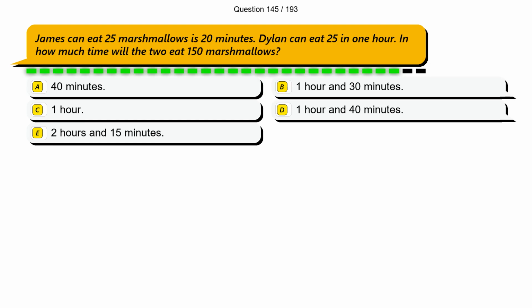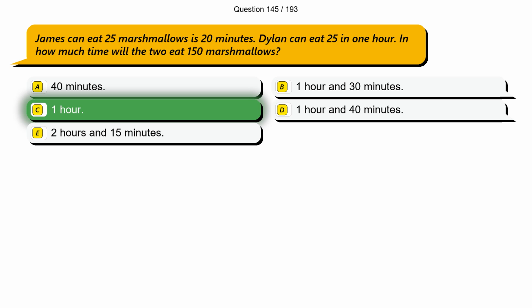Question 145. James can eat 25 marshmallows in 20 minutes. Dylan can eat 25 in 1 hour. In how much time will the two eat 150 marshmallows? Option A 40 minutes. Option B 1 hour and 30 minutes. Option C 1 hour. Option D 1 hour and 40 minutes. Option E 2 hours and 15 minutes.